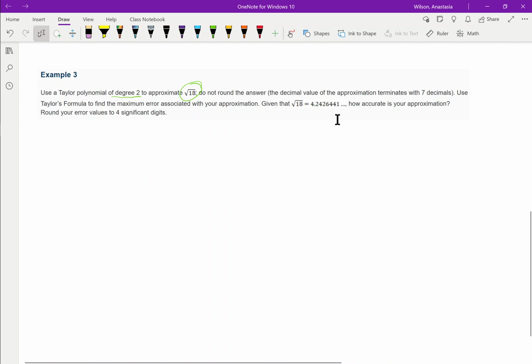So first off, using a Taylor polynomial of degree 2, we need to come up with a function and a center that will work well here. So let's go ahead and use f of x equaling the square root of x because we are approximating the square root of 18. So keep in mind that we have x equals 18. The square root of 16 is an easy number to evaluate, and it's pretty close to 18. So let's use a equaling 16.